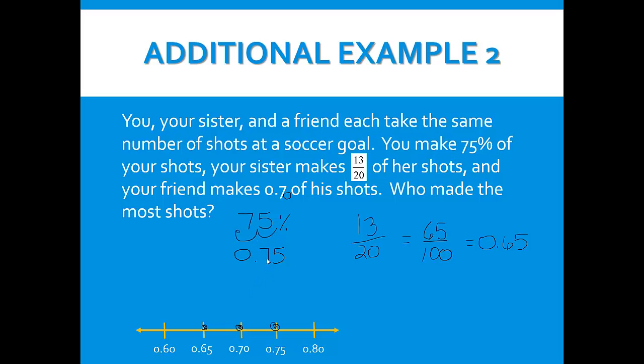So we had 75 hundredths was you. Your sister was 13/20ths, which was 65 hundredths. And your friend was 7/10, which is 70 hundredths. Our question was, who made the most shots? The most shots would then be 0.75, and that would be you, because you made 75% of your shots.